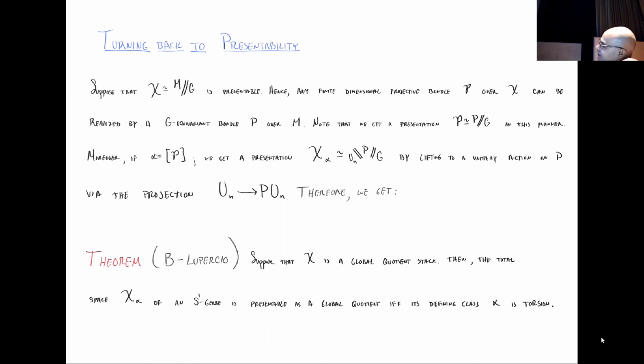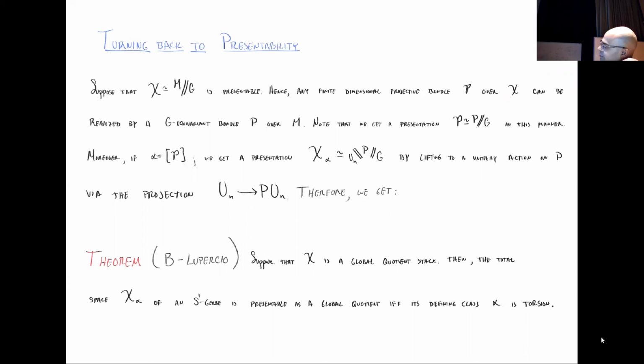Moreover, if we now consider the corresponding cohomology class alpha determined by this P on X, then this alpha will determine a gerbe, an S1 gerbe over X. And by choosing this presentation of P as a G-equivariant bundle, we get a global quotient presentation of the total space of the gerbe. And this unitary action on P is just the action which can be obtained by lifting the projective action of PU infinity on P by means of the canonical projection map. So if we take this unitary action of U on P, this provides a global quotient presentation of the total space of the gerbe.